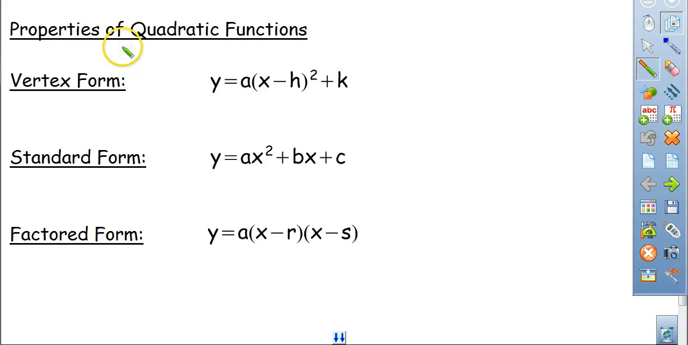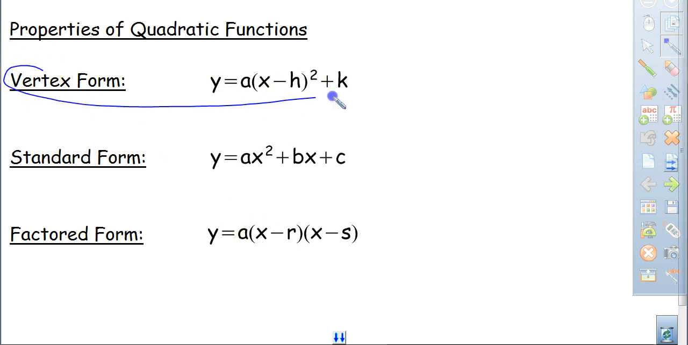Our next unit is quadratics, so we'll be looking first at properties of quadratic functions. Now there's three different forms of a quadratic function. There's the vertex form, standard form, and factored form. We're going to be looking today in this video at the vertex form because it's very easy to visualize the parabola and also to graph it using this, and then it'll be easy to discuss the various properties.